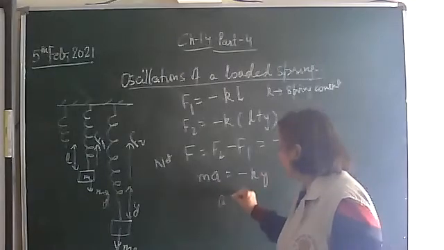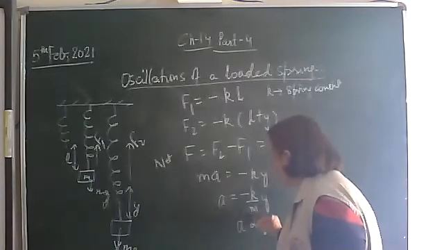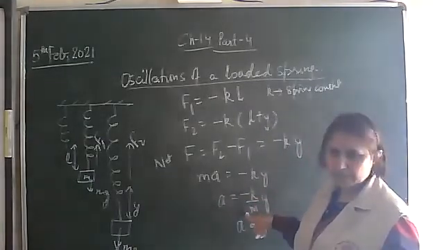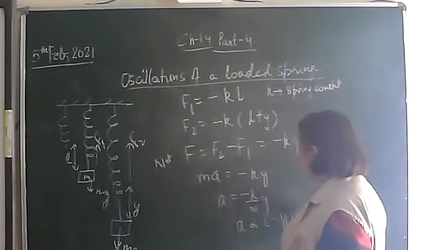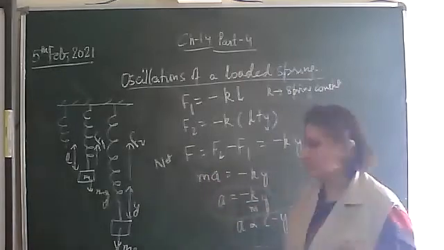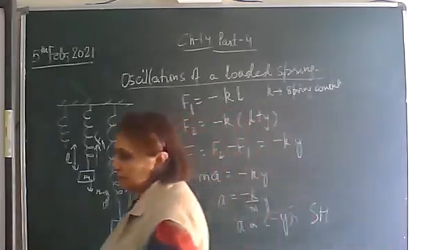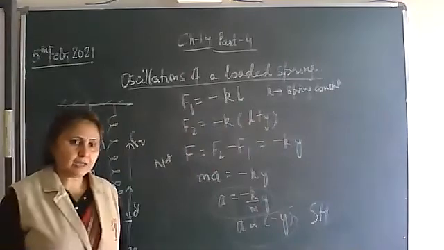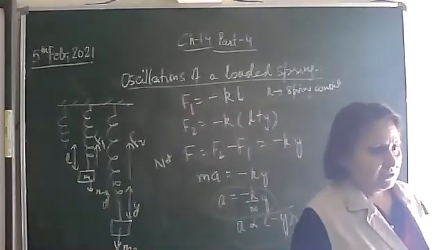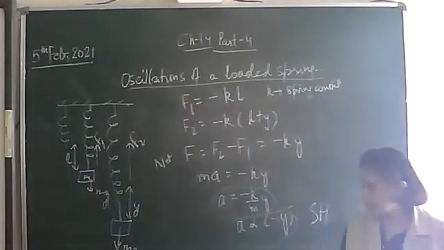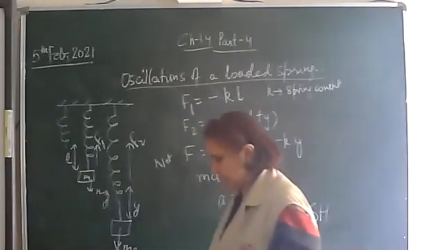Here we see that acceleration is equal to minus k upon m into y. K is constant, the mass of the body is constant. So acceleration is directly proportional to the negative of displacement. Hence the oscillations are simple harmonic. So we have proved that the oscillations of a loaded spring are simple harmonic. Now what do we have to find out? Time period. Time period we know is 2 pi under root displacement upon acceleration. Find out the magnitude of acceleration, then displacement upon acceleration, and you will get the time period.